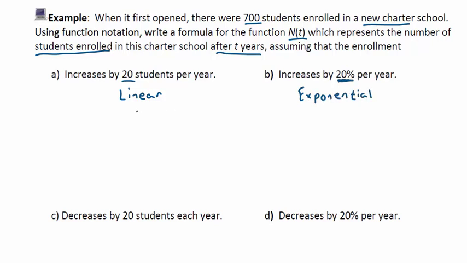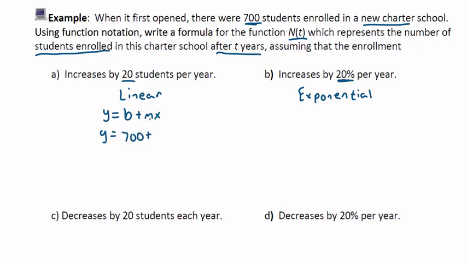The equations used for linear and exponential are completely different. One way to write a linear equation is y equals b plus mx, where b is the initial value and m is the rate of change. In our example, the initial value was the initial number of students enrolled, which was 700.